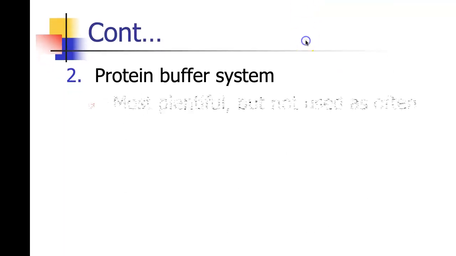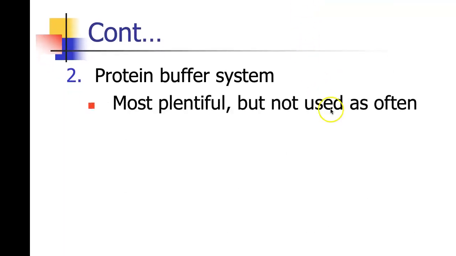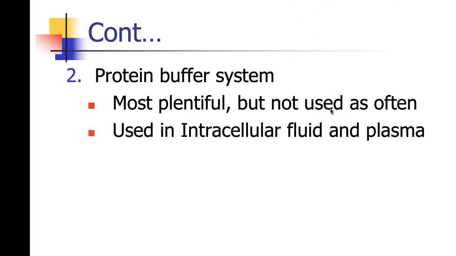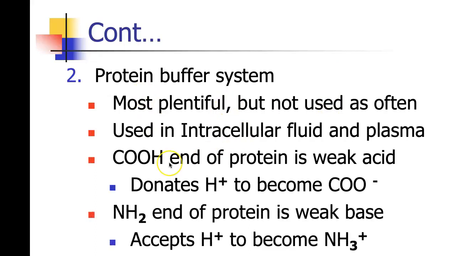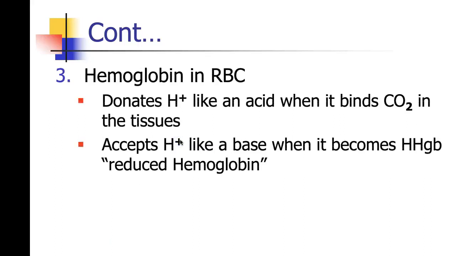We also do have a protein buffer system, which is more plentiful but is not used as often. Okay, and this is actually used in intracellular fluid and plasma, where you have COOH end of protein is a weak acid, and this is because it donates hydrogen ion to become COO minus. The NH2 end of the protein is a weak base, and this accepts hydrogen ion to become NH3 plus. Hemoglobin in red blood cells also can donate hydrogen ion like an acid when it binds to CO2 in the tissues, and accept hydrogen ion like a base when it becomes H hemoglobin or reduced hemoglobin.